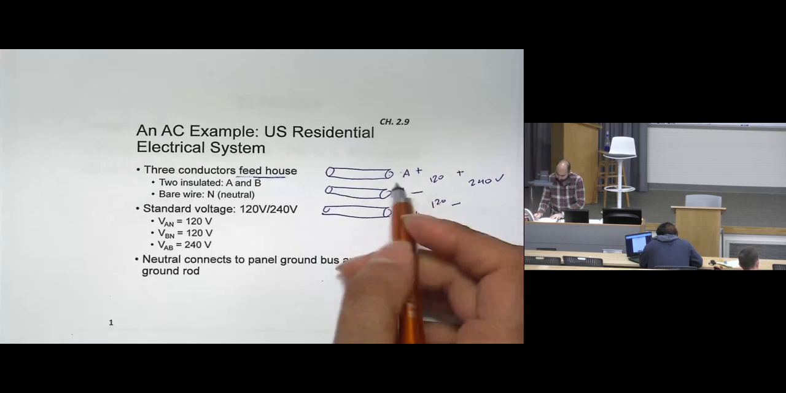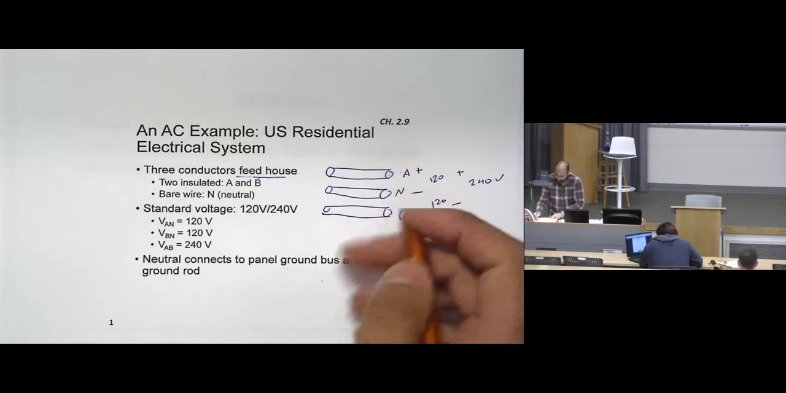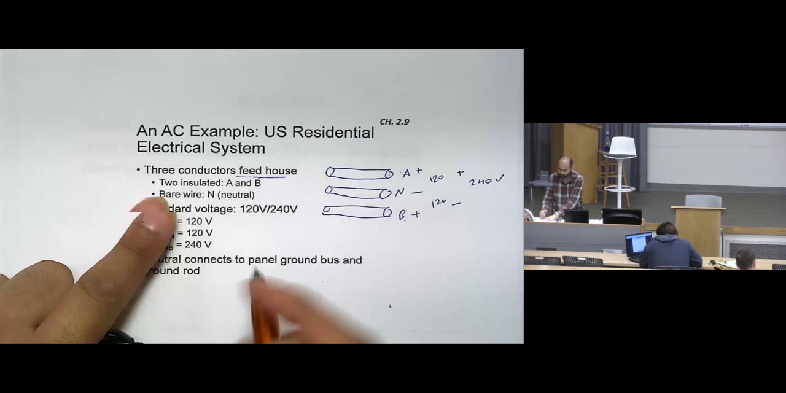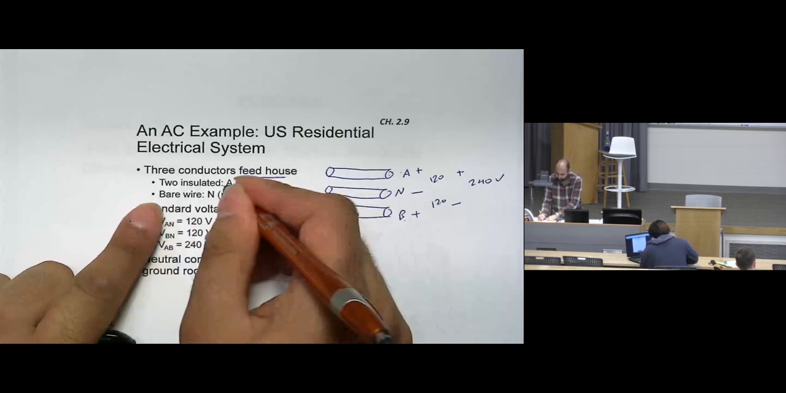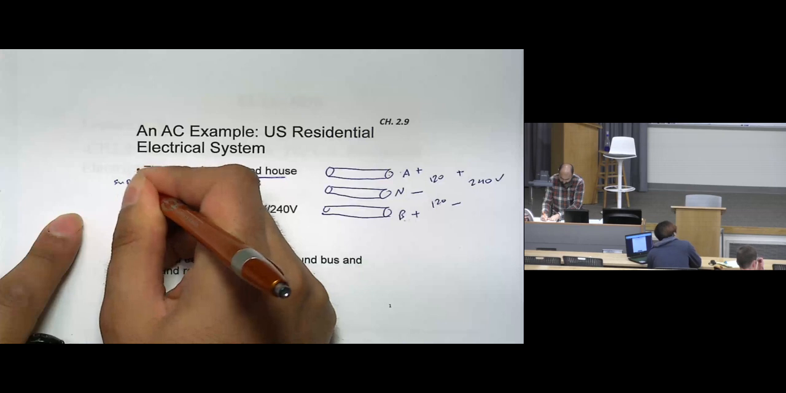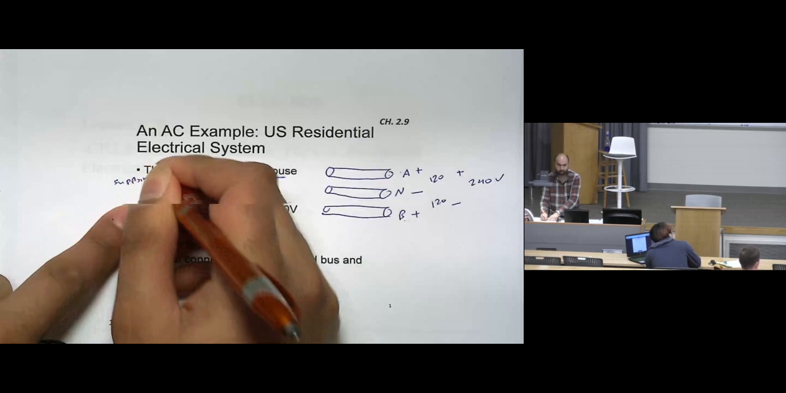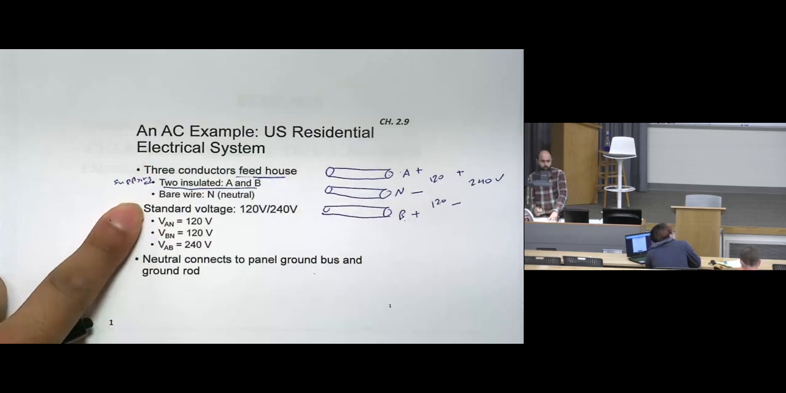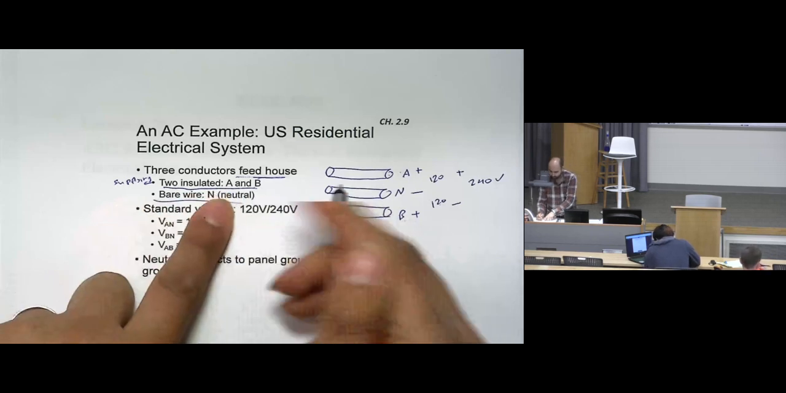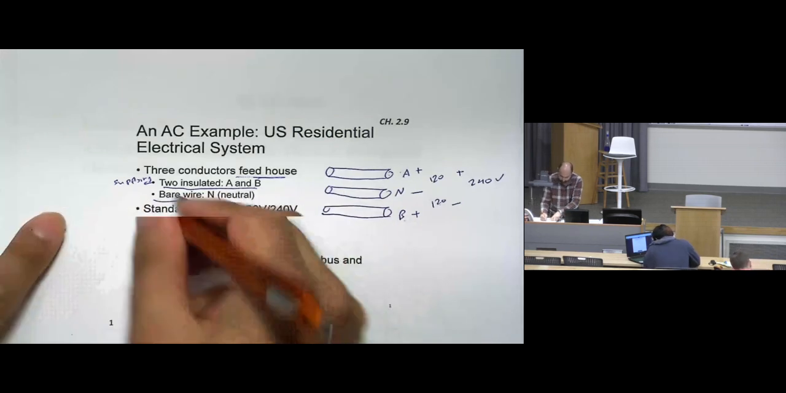So we see that we have A and B, which we call the lives, the 2 insulated wires, for supplying, or coming from the source. It can be considered as the source, while the bare wire, the neutral, is for the returning currents.